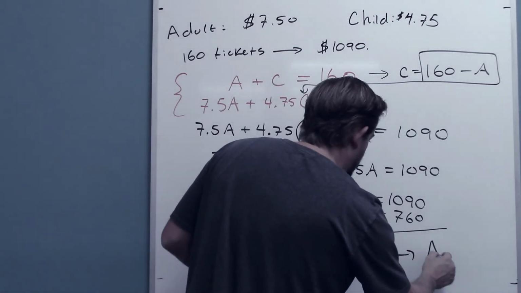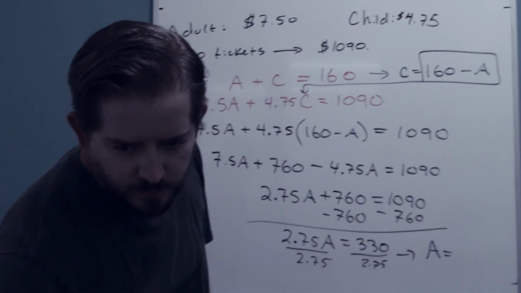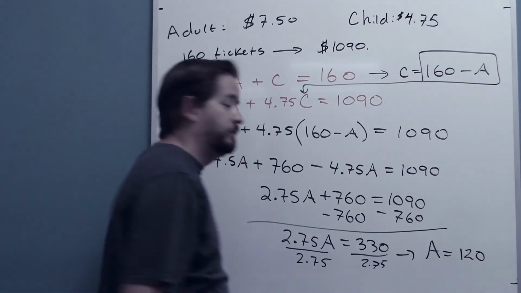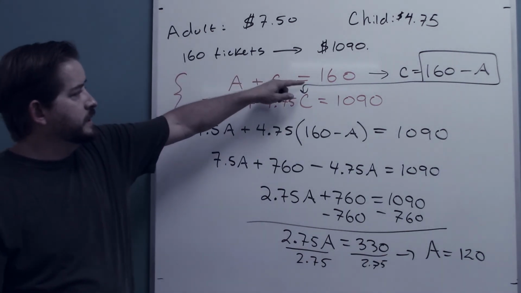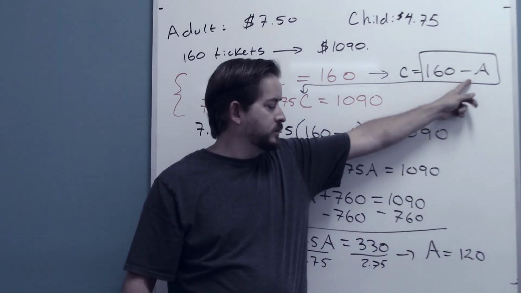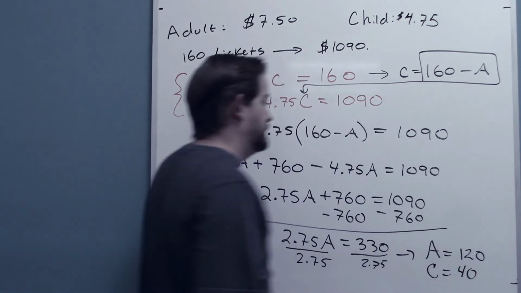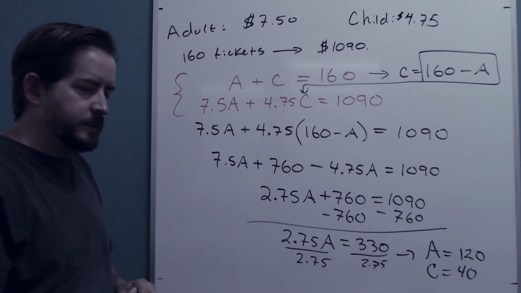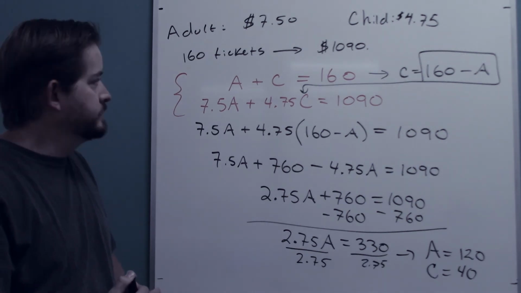And I'm going to end up with A, the number of adult tickets, is 120. So I have 120 adult tickets. 120 plus what is 160? It shouldn't be terribly difficult to plug that 120 in. 160 minus 120, I have 40 children's tickets. And again, I've seen this problem on every single final for so many years, so know how to do a problem like this.